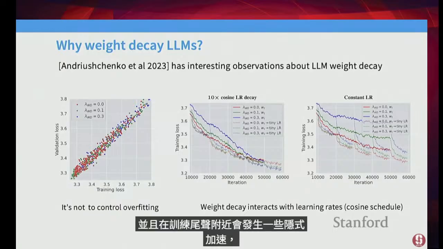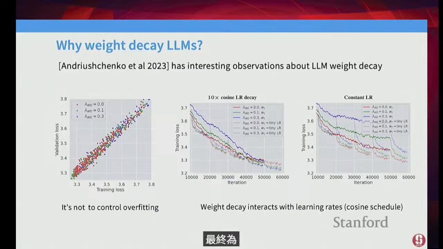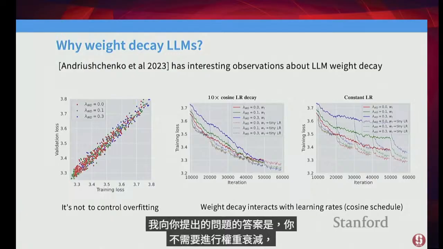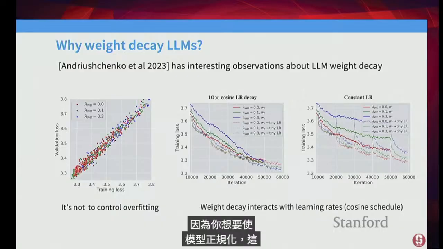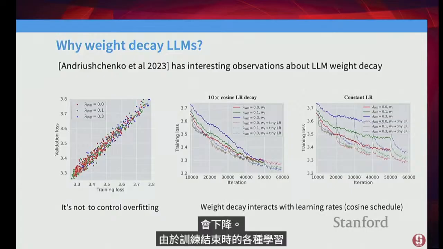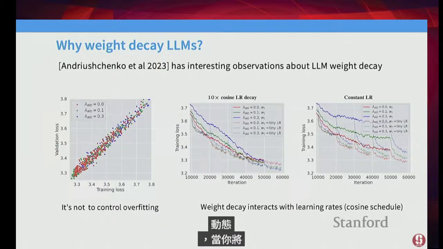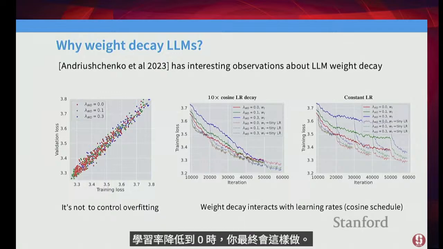So there's some very complex interaction happening here between the optimizer and the weight decay, and some sort of implicit acceleration that happens near the tail end of training that ends up giving you better models. And so the answer to the question I posed is, you don't use weight decay because you want to regularize the model, which is what it was designed for. You're using weight decay in order to get actually better training losses. And you end up doing that because of the various learning dynamics at the tail end of training as you decrease your learning rates to zero.